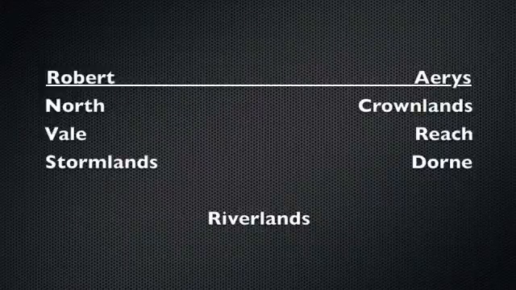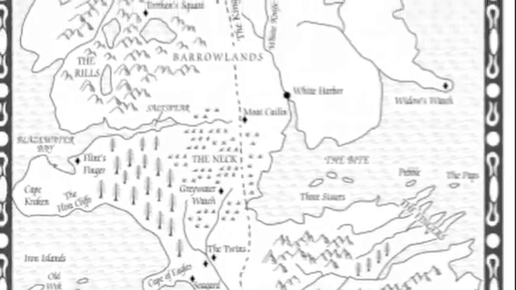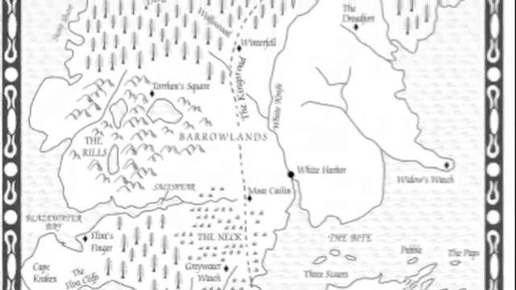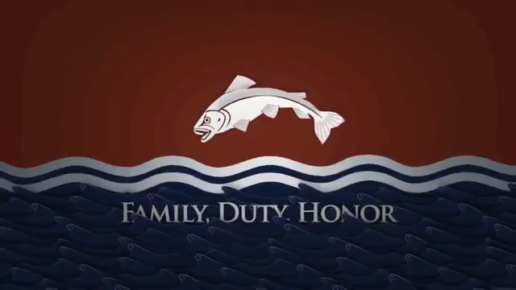So we know at the beginning of Robert's Rebellion, the North, the Vale, and the Stormlands rose up against the Crown. The Reach and Dorne were fighting for the crown, so the most critical thing for the rebels to do was to ensure the Riverlands were on their side. And this is a huge reason why I don't think Ned went home to Winterfell to raise his banners, at least not at the beginning of the war. Securing the Tully alliance is way more important.